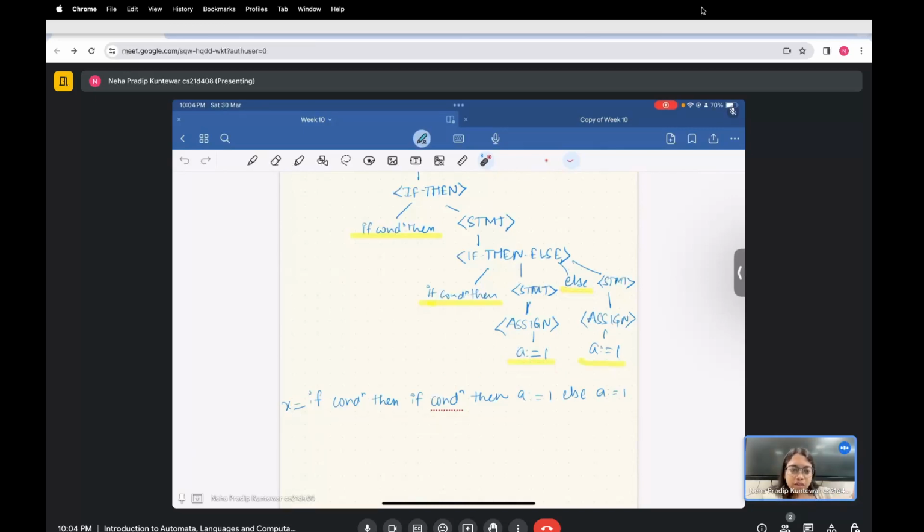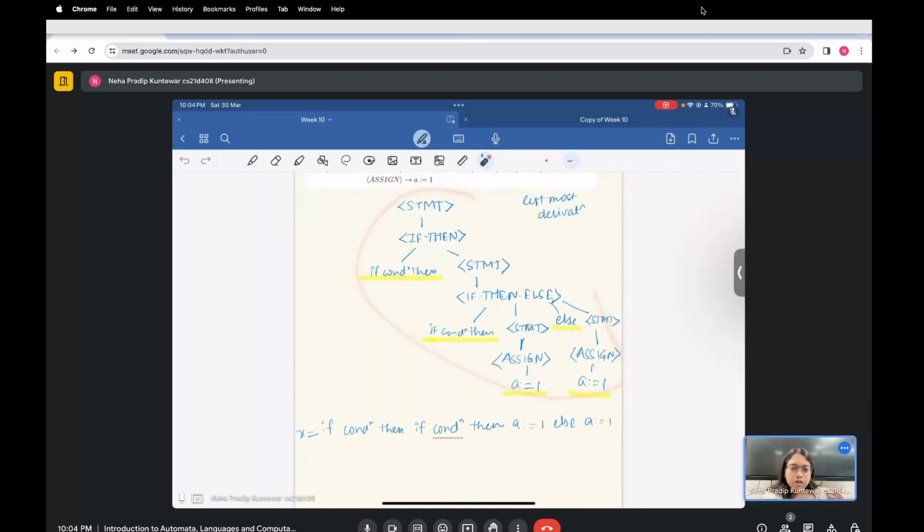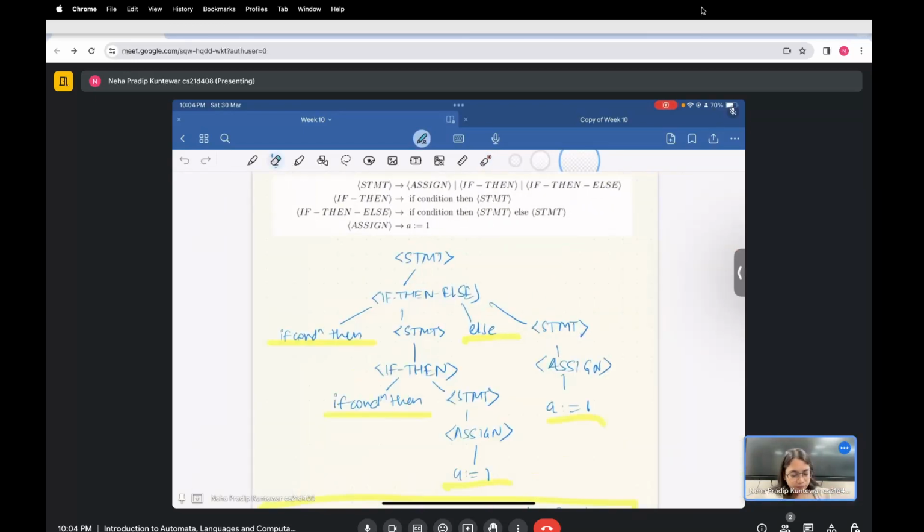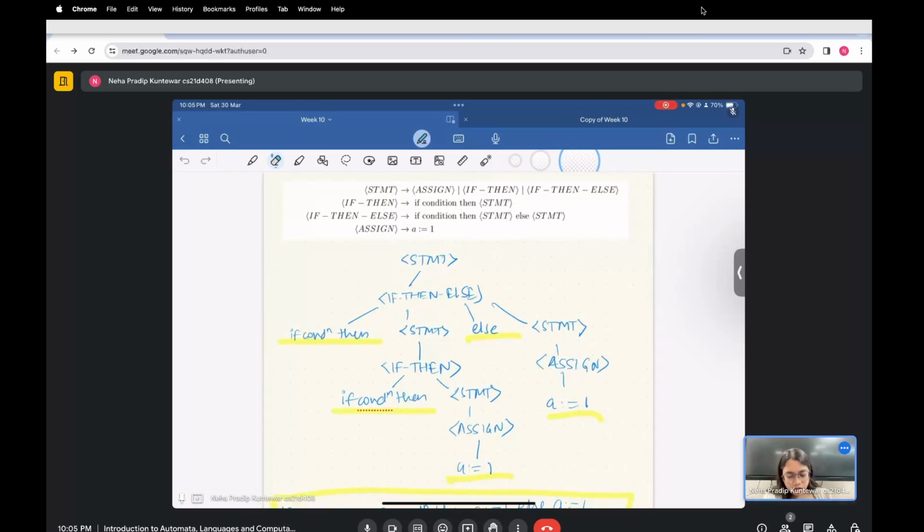Now what I want to claim is that this string x that we have written over here has two different leftmost derivations. One is what we saw here. Now I am going to show a different leftmost derivation for the same string. So let us look at that. I have written the same grammar over here.